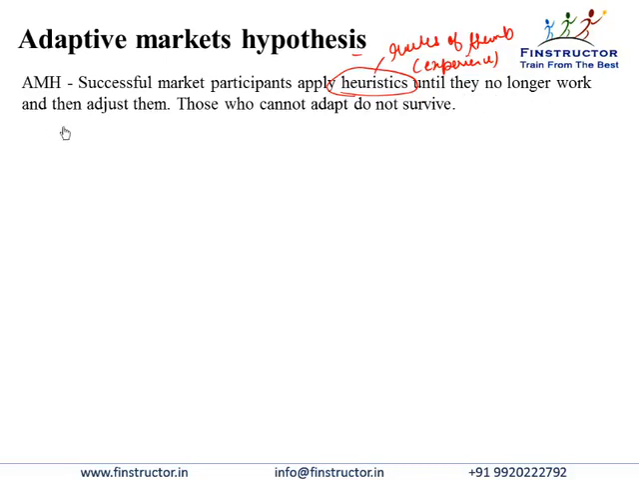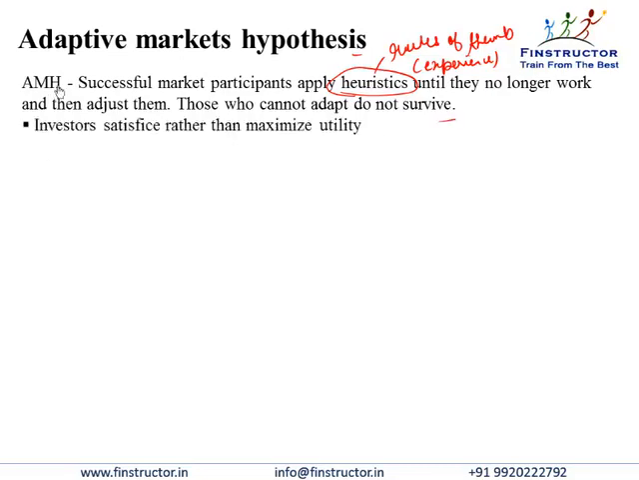So one heuristic, please understand, may work at some point in time or at some market, but it will not work always. So there will be phases when real estate stocks don't do well, and there will be phases when real estate stocks do well. So these heuristics keep changing, and investors have to adapt and figure out new rules of thumb or new rules of investing depending on the current market situation. Those investors who cannot adapt do not survive.